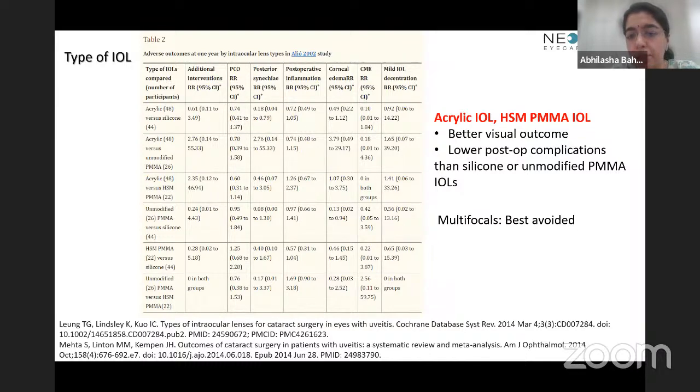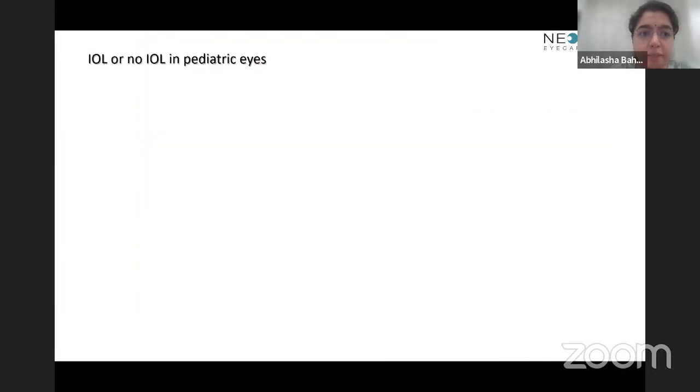Also, multifocals are best avoided in these cases. Even in cases of Fuchs uveitis, patients do have floaters and the floaters are persistent. So multifocals should not be used in these eyes.